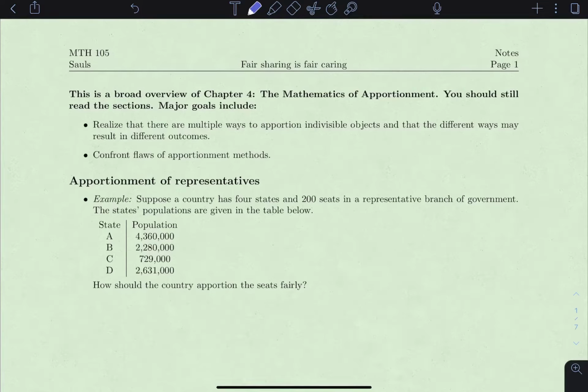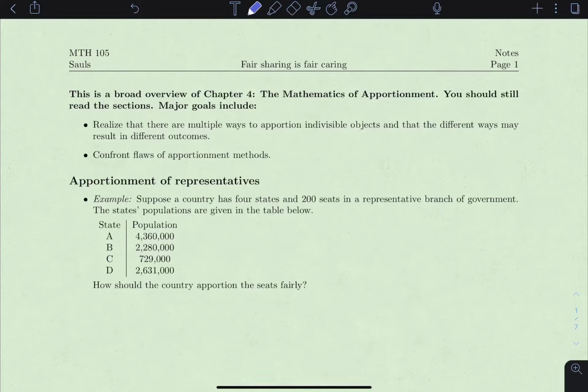Welcome. This is our first video in our series on the mathematics of apportionment. And we're going to loosely follow chapter 4. The main goals are to realize there are multiple ways to apportion indivisible objects to different parties. What we mean by this is that we have objects that can't be broken into pieces, and we need to share them amongst some parties.